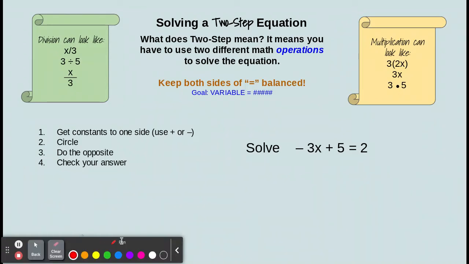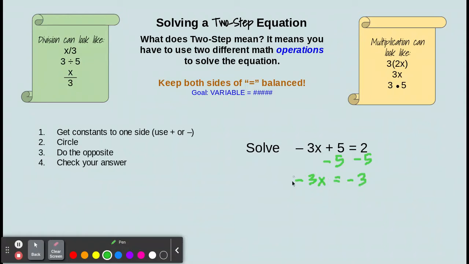Okay, one slight addition when you are solving a two-step equation. The first step is to get the constants to the side opposite the variable. So here we have a constant on the same side as the variable. We want to get it to the opposite side. So let's look. This is adding 5, so we want to do the opposite. We want to subtract 5. And what we do to this side, we have to do to this side. So then our equation becomes negative 3x equals negative 3, right?